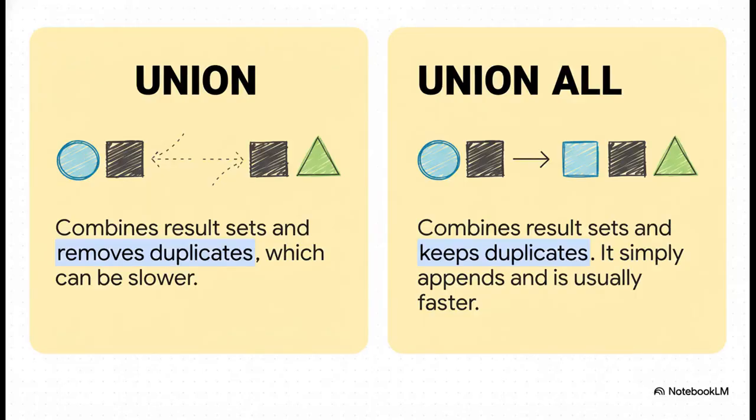So you need to stitch the results of 2 different queries together. You'll use UNION. But which one? Well, UNION does extra work. It sorts everything to find and remove any duplicate rows. UNION ALL, however, just takes the results and stacks them right on top of each other, duplicates and all.